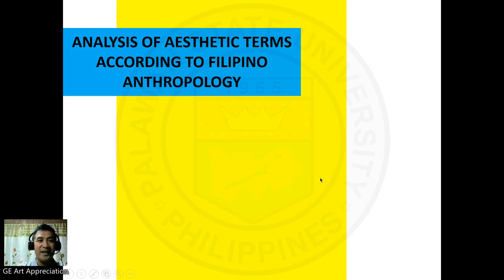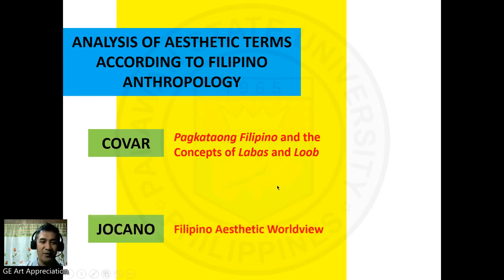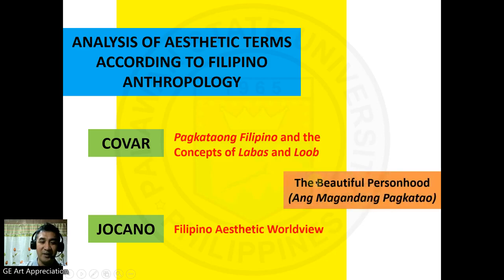Okay, so let's have an analysis of aesthetic terms according to Filipino anthropology. Kovar, pagkataong Pilipino, and the concepts of labas and loob. Yan yung konsepto ni Kovar, no? Ang pagkataong Pilipino and the concepts of labas and loob. Hey, Hokano naman, it is the Filipino aesthetic worldview.